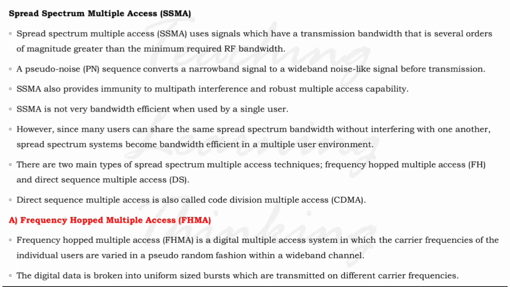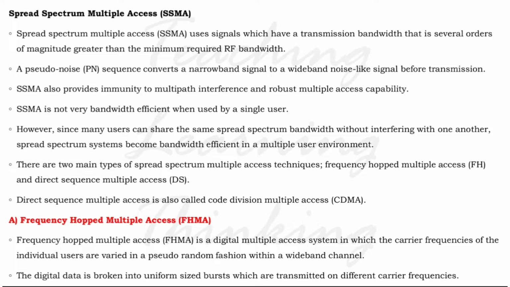There are two main types of spread spectrum multiple access techniques: frequency hopped multiple access (FH) and direct sequence multiple access (DS). Direct sequence multiple access is also called code division multiple access, that means CDMA. So FH means frequency hopped multiple access and DS means direct sequence multiple access, and CDMA is one of these direct sequence techniques. First we are going to discuss frequency hopped multiple access, FHMA.